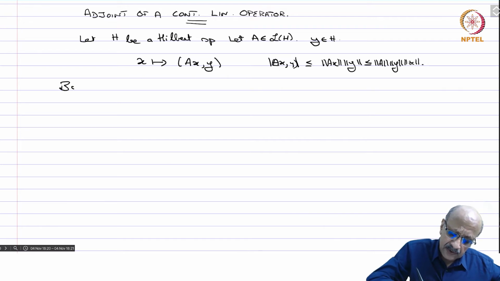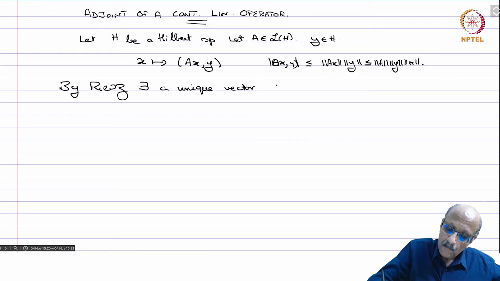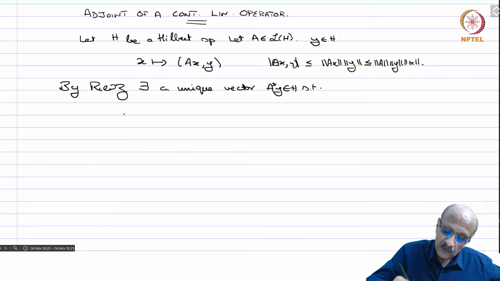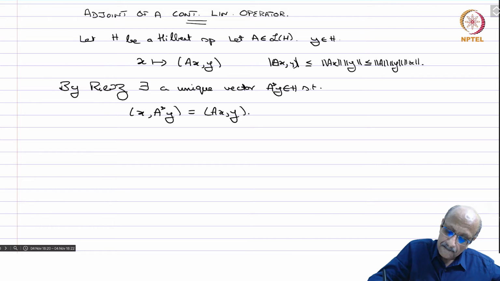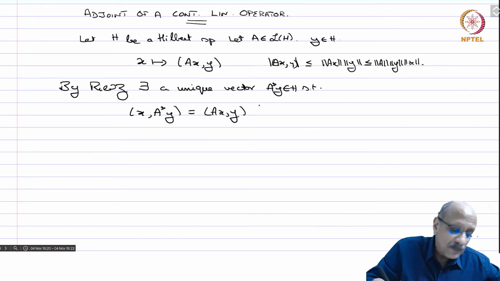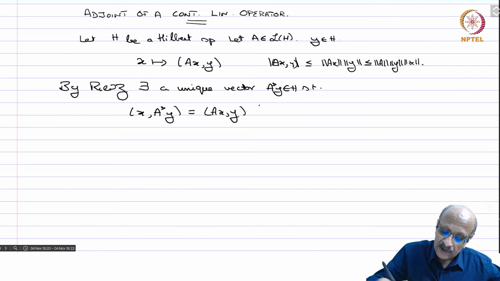Consequently, by the Riesz representation theorem, there exists a unique vector, let me call it A star y in H, such that <x, A star y> is precisely this linear mapping, that is <Ax, y>. So you see this relationship comes in very naturally, and now thanks to the Riesz representation theorem we can do it here itself. So it is easy to check that A star is linear.